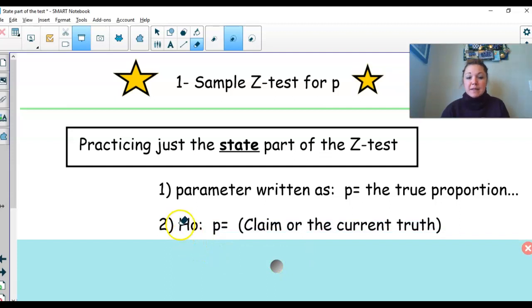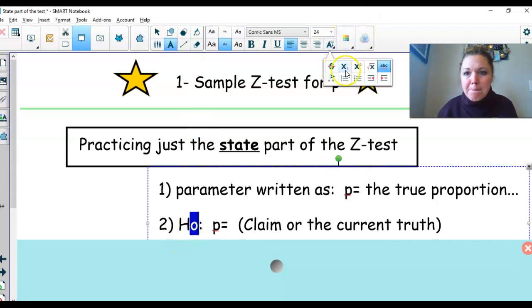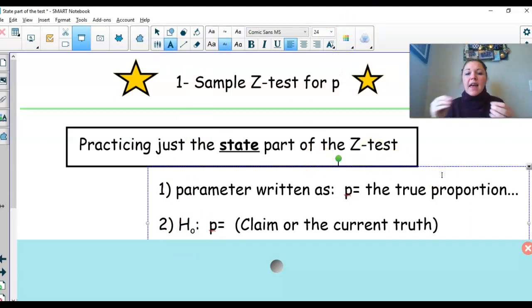Next, you see something that says H0 here. That should actually be a subscript, so I'm going to change that right now. H sub 0, we call it. H naught, we can also call it, or the null hypothesis. That's what our current truth is, the current claim that we know. And we always write it as P is equal to whatever that is. And that's always going to be a number. And in this case, it is going to be a decimal. Why? Because we're dealing with proportions, and proportions are decimals.